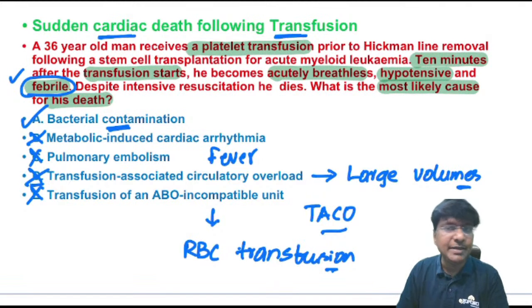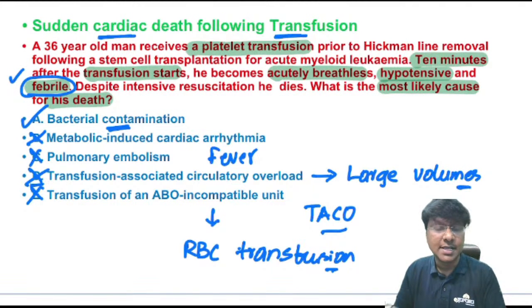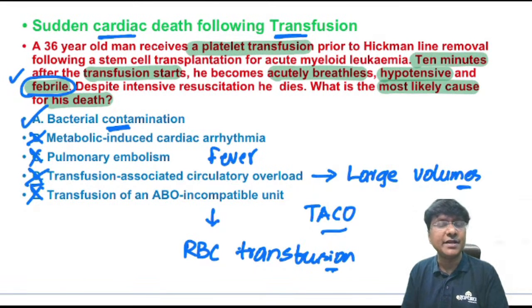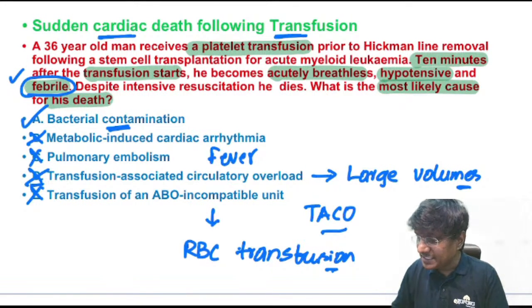We don't check for ABO compatibility for platelet transfusion, but for RBC transfusion we check for ABO incompatibility. So the ABO incompatibility is ruled out. This can happen with RBC transfusion but not platelet transfusion. What is the correct answer here?